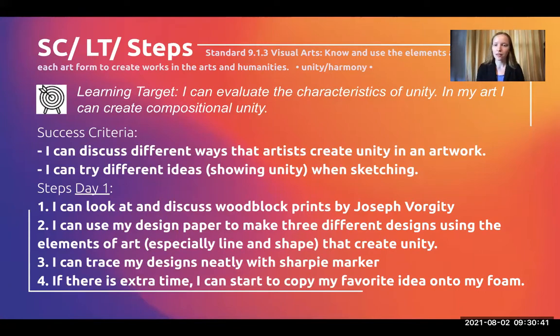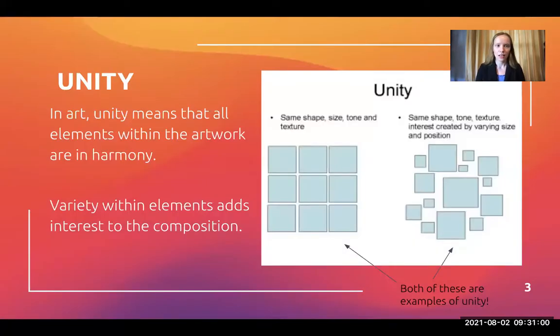Today, we're going to learn about what unity is and create it in our art compositions. We're going to talk about how our artist Joseph Forgety creates unity in his artwork. And we're going to try different ideas of how to create unity in our own artworks, multiple different ideas when we're sketching. So in art, unity means that all of the parts of an artwork are working together in harmony.